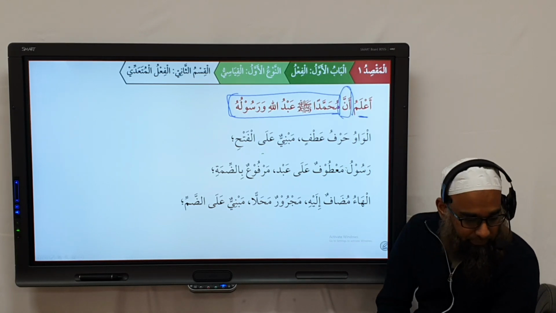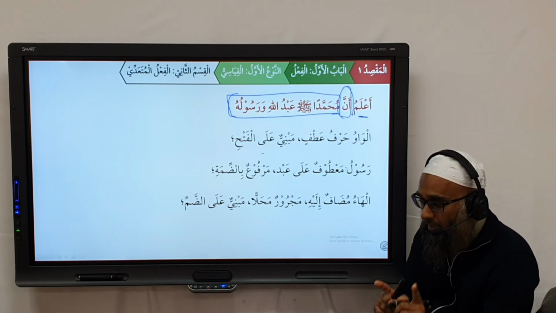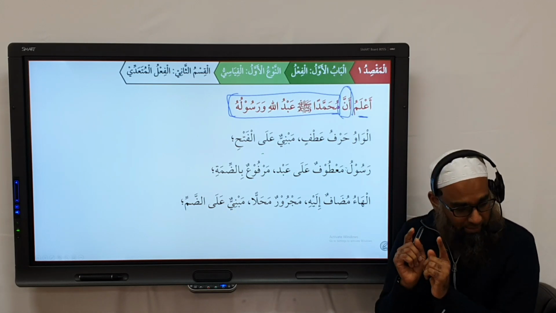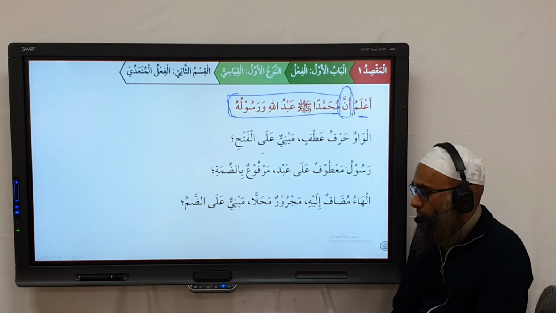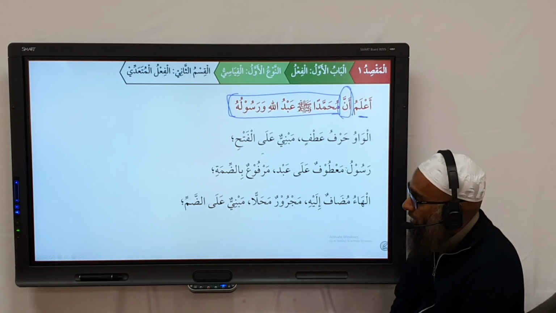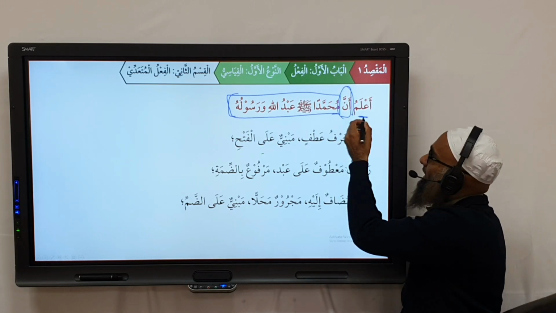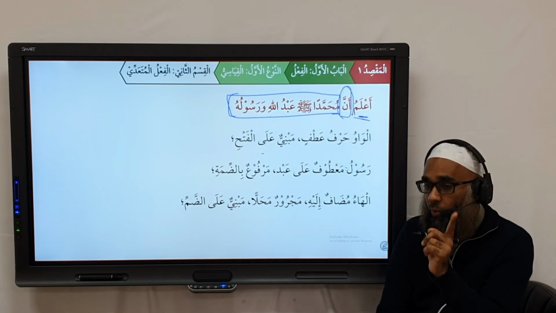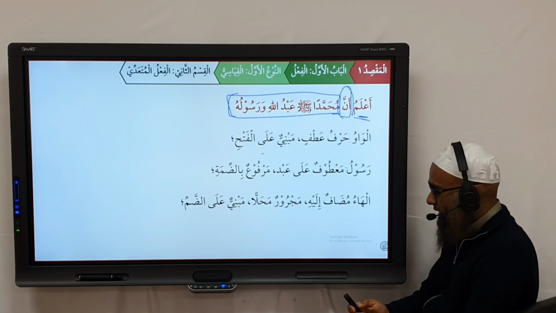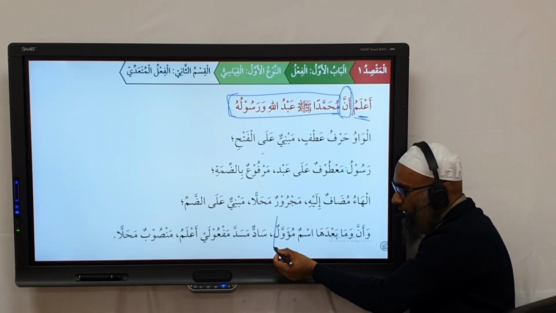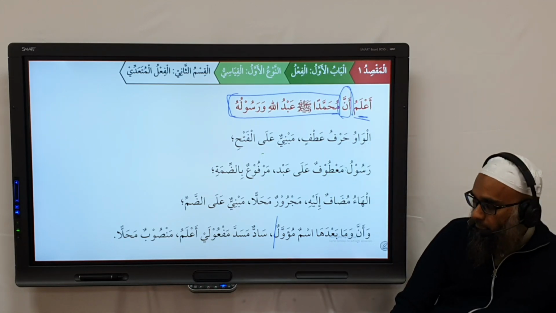Say in is anna wa anna and what is after anna wa ma ba'daha ismun mu'awwalun. Say again with me. Anna wa ma ba'daha ismun mu'awwal. So now we know what it is. What's the i'rab of it? You see here sadun taking the place. Sadun masadda maf'ulay a'lam. Sadun taking the place of what? Masadda maf'ulay a'lam. Taking the place of both maf'uls of a'lam. So here again. Anna wa ma ba'daha ismun mu'awwal. Sadun masadda maf'ulay a'lam. Mansubun mahallan. It's mansub mahallan. Understood?